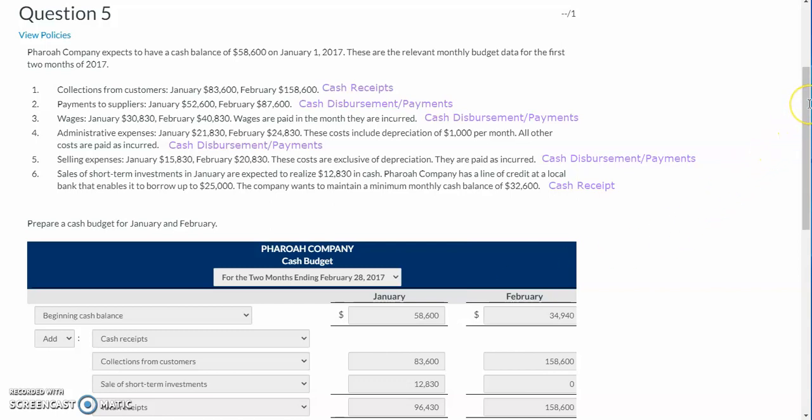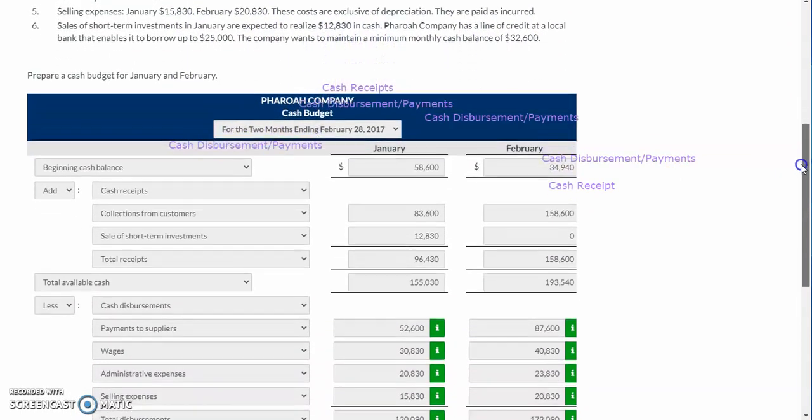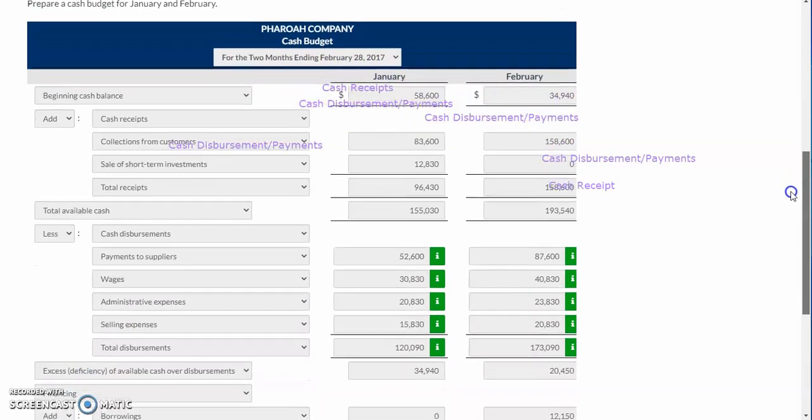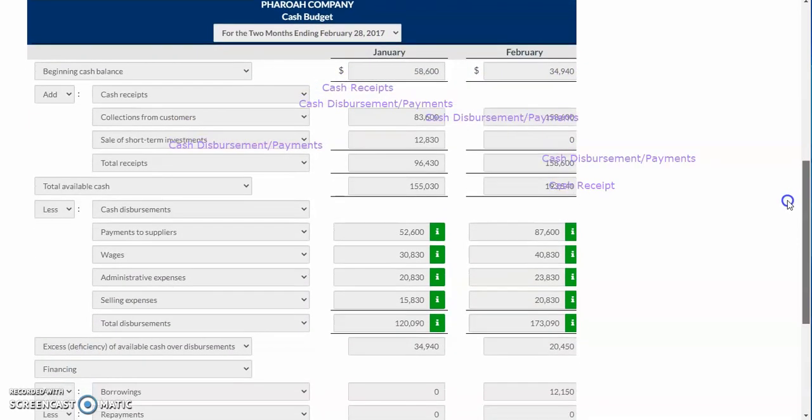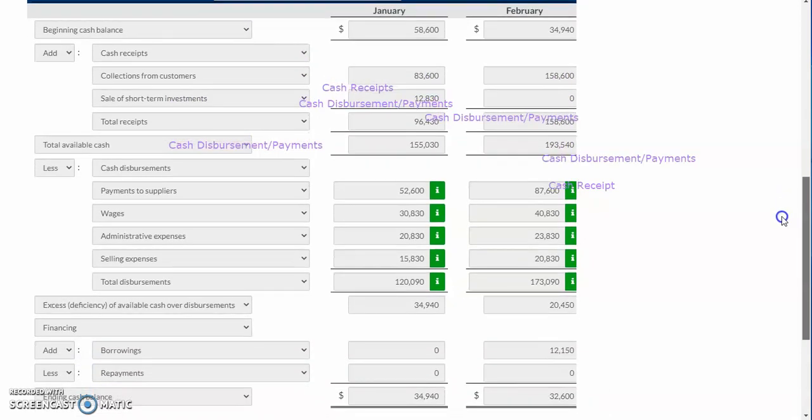So we're going to go ahead and move to the next part of this problem. So we have our beginning cash balance. We're going to add our cash receipts, which include collections from customers and sale of short-term investments to get us our total cash receipts. You'll notice that the only missing piece that you have here is our February beginning cash balance, because you're going to get that from January's ending.